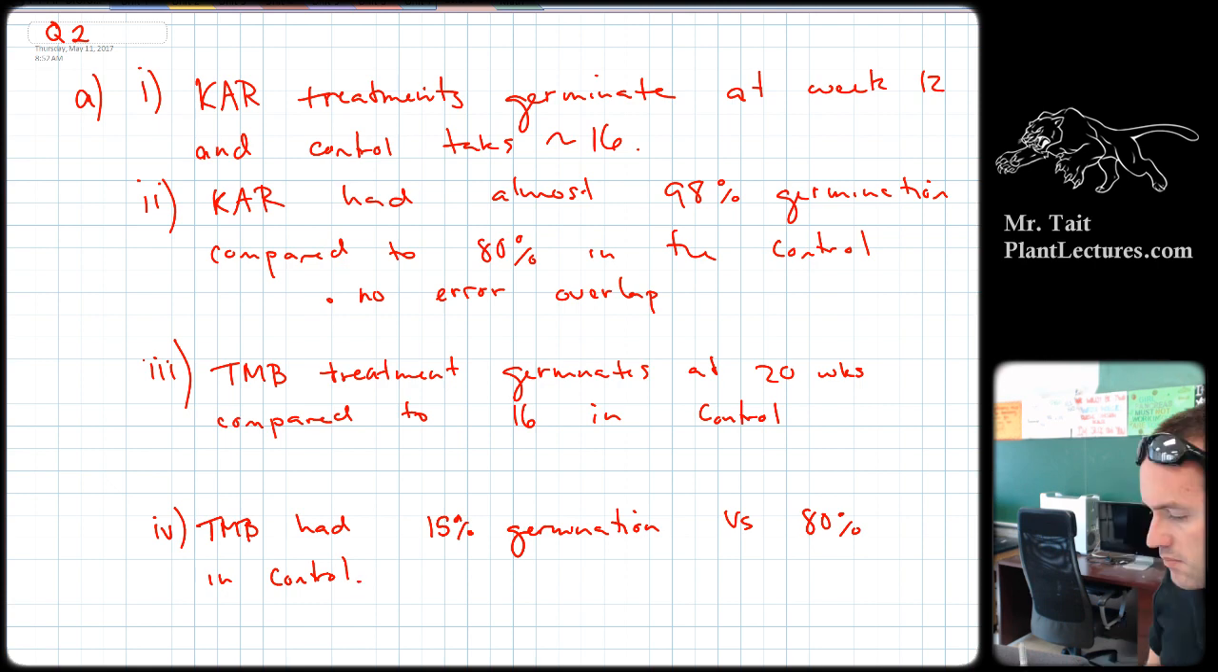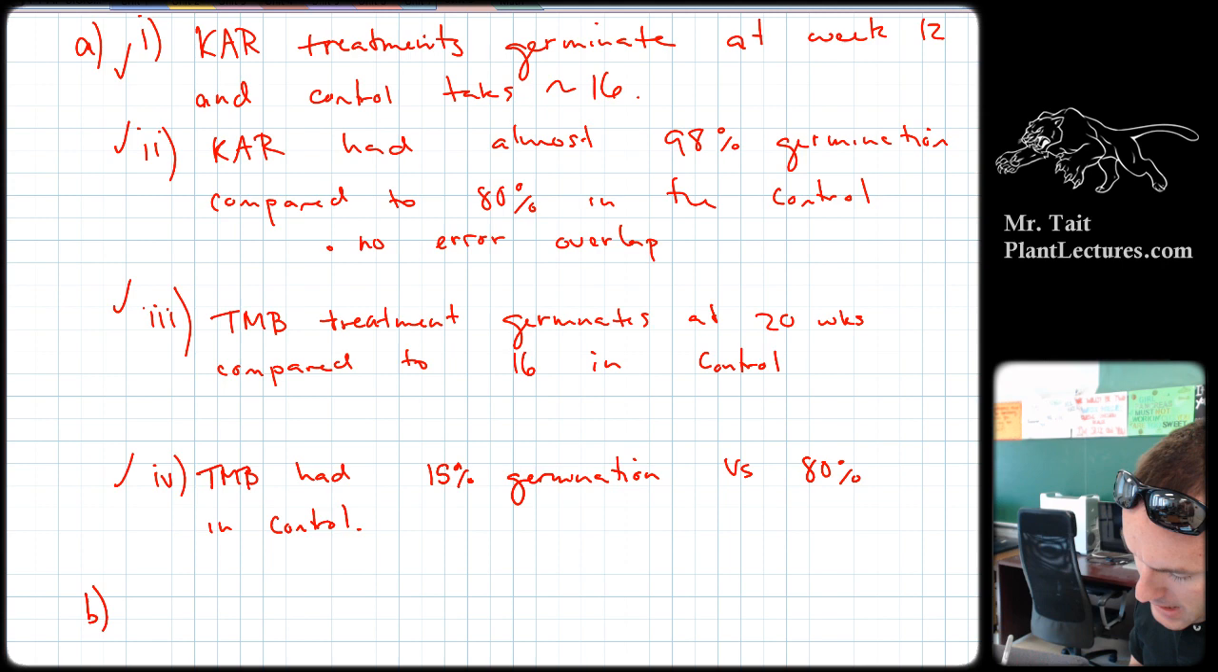So that's A. And so this would be 4 points. 1, 2, 3, 4 points. Then for B, it says, make a claim about the effect of rinsing on the binding of KAR to the receptor in the seed and about the effect of rinsing on the binding of TMB, right?